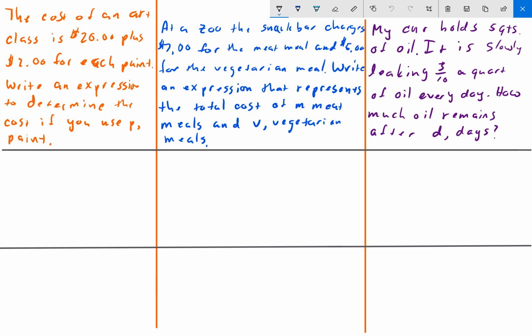Go. I'm on my last topic. It's the, what are we doing here? The cost of an art class. Evaluating, arraying expressions based on word problems.